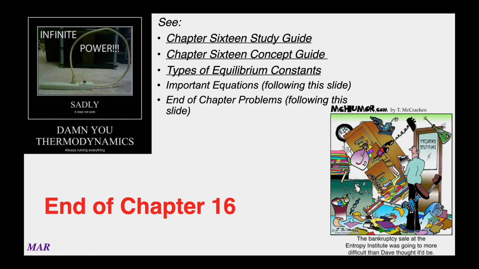The study guide will be a bulleted list of some of the highlights from this chapter, and I do encourage you to go through it. I also encourage you to check out the concept guide. Lots of different problems in here. Some of this stuff from Chem 221, obviously, that we're seeing in Chem 222 for that matter. The concept guide will have some worked examples of how these work out. Types of equilibrium constants might be helpful because we are talking about lots of types of equilibrium constants. Following this slide in the printed version, you can see the important equations from this section, and there's also some end of chapter problems with the answers that follow.